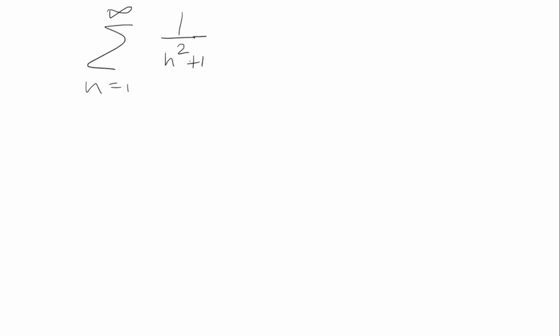So for a comparison, you want to find something bigger, because if something bigger converges, then anything smaller will also converge. So we want to find something bigger than 1 over n squared plus 1. And the way to do that is to make the denominator smaller. So we'll make it smaller by removing the plus 1 here. So we'll just have 1 over n squared.